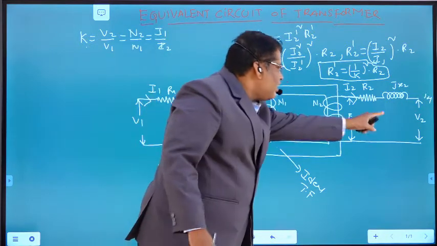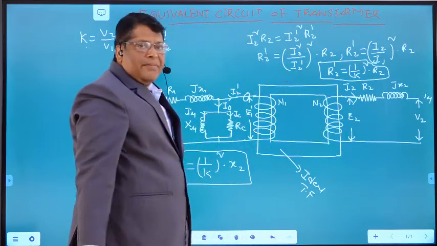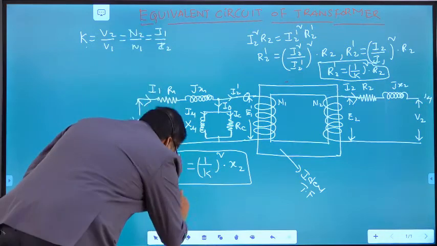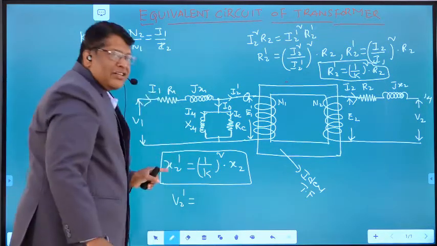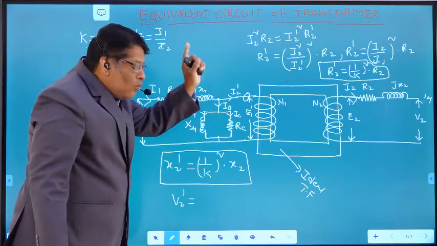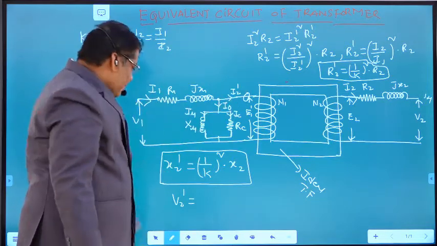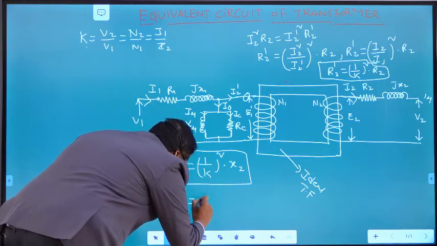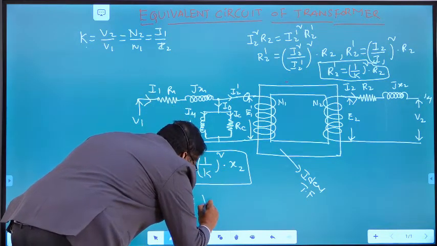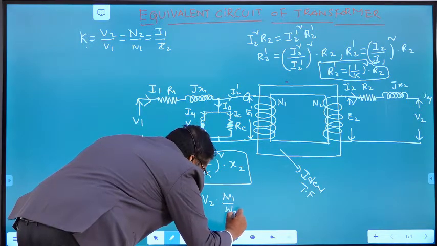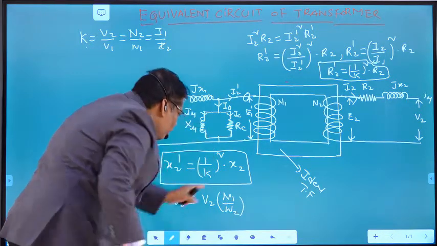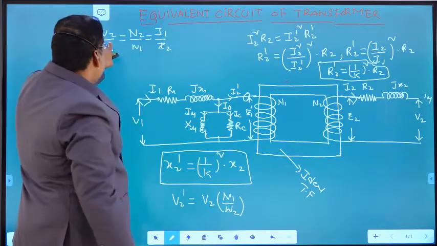So when you are transferring V2 to the primary side, V2 dash is nothing but the secondary load voltage with respect to the primary. V2 dash equal to V2 into N1 by N2. So how do you retain this equation? Means, from this.